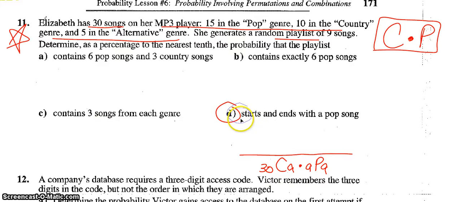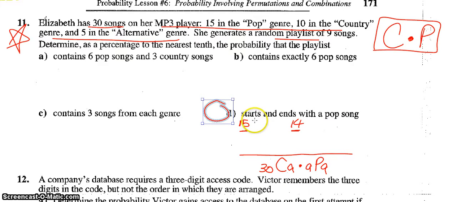Now, the desirable one is start and end with a pop song. So there are 15 pop songs for you to choose here, and there are 14 pop songs for you to choose here. The order is important here. After you choose the first one, if you choose AB, it is considered different from BA. So you count them differently. Just put the number. You don't need to divide by 2, like you would if it's a combination.